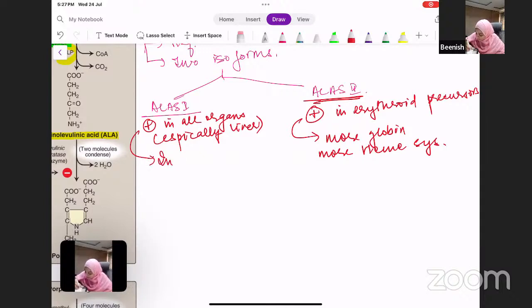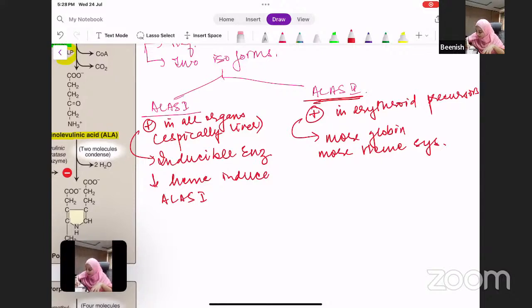And the other one, ALA synthase 1, which is present in almost all the organs, is an inducible enzyme, and this is induced by heme. If the level of heme in the body is low, it is going to induce synthase 1. So the expression of synthase 1 increases, and this takes place by an induction-repression mechanism.